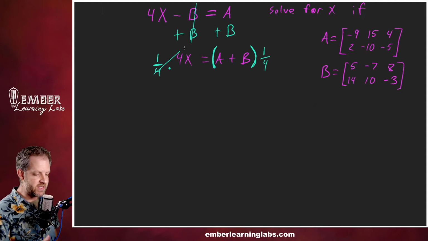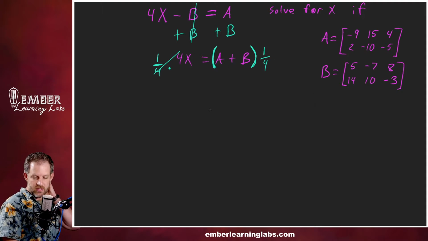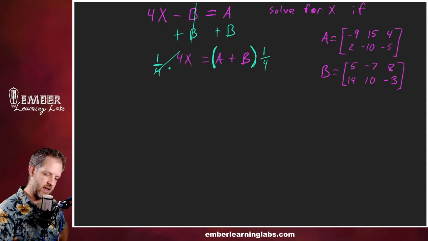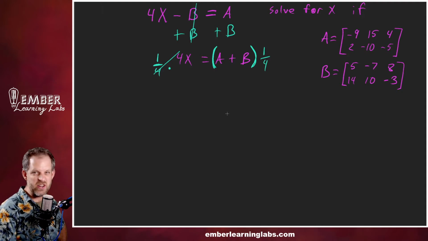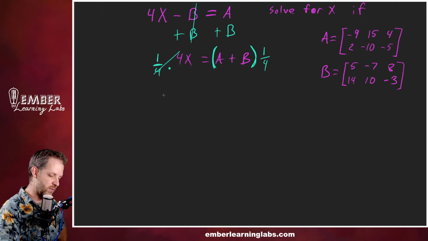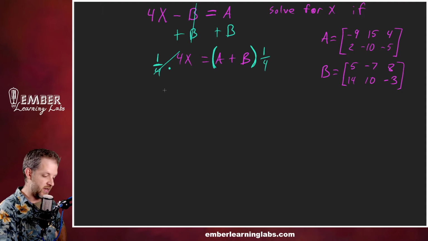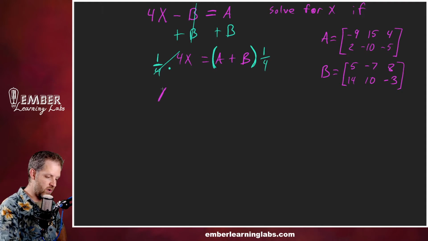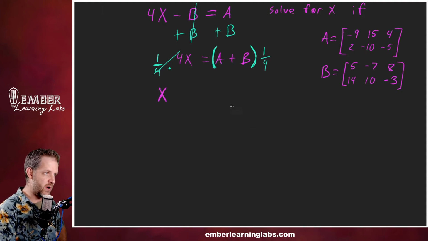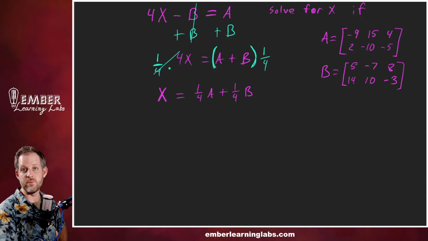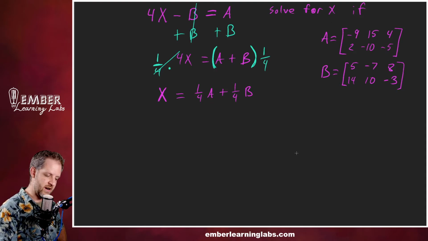Now I'm going to go one step further, and I'm going to go ahead and distribute that 1/4 into this thing. And then we've got an expression kind of like the last example where we're going to just plug the matrices in and then just piece it out one step at a time. So x equals 1/4 times a plus 1/4 times b. Now we know a and we know b. We can substitute those matrices in there.